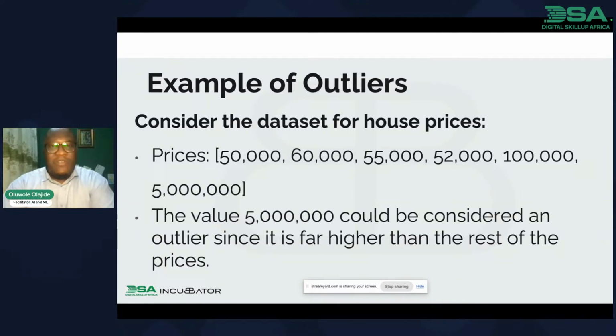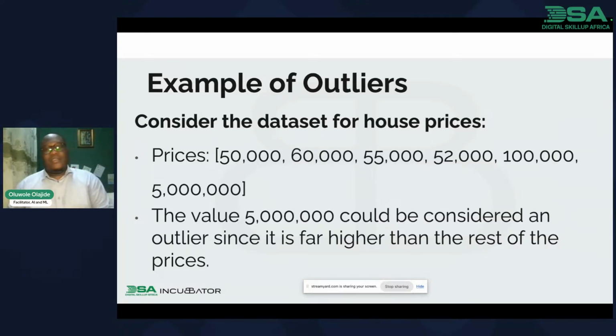I'm just talking about these things as examples. Exactly. Look at the example of an outlier. Can somebody pick out the outlier in this example? Consider the data set for house prices. You have 50,000, 60,000, 55,000, 52,000, 100,000, and then you now have 5 million.